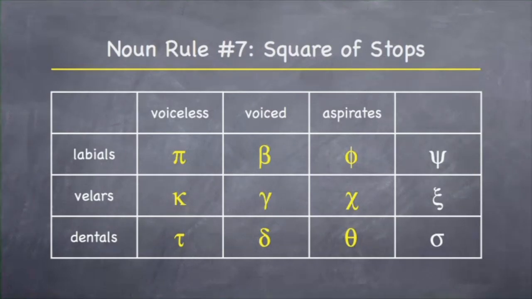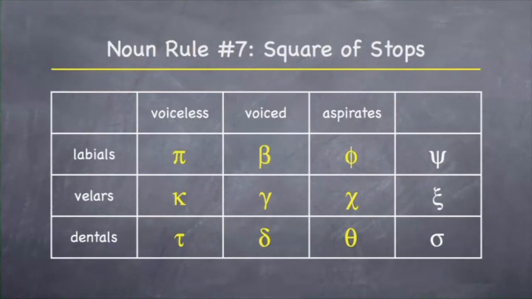Let's talk about it. What's a square of stops? Well, it's called square because you have the square of the 9 consonants in the middle that are in yellow on the video. A stop is a classification of a consonant whose sound is produced by stopping or at least impeding the airflow. That's why it's called a stop. The air just doesn't pour out of your mouth like it does with a vowel, but to some degree or another, it's stopped.